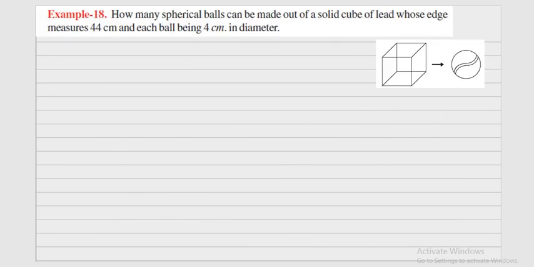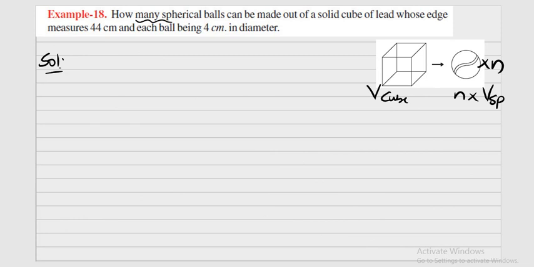Next, moving on to one more question. How many spherical balls can be made out of this? He is asking how many spherical balls, that means directly n. So this is the volume of the cube. Volume of cube is equal to n into volume of spheres, right?